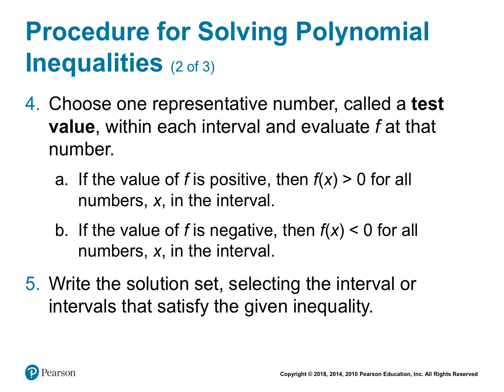Then you choose one representative number, called a test value, within that interval and test it. If the value of f is positive, then f of x is greater than 0 for the numbers in that interval. If the value of f you find is negative, then it's less than 0 for all the numbers in that interval. Then you'll write the solution set, selecting the interval or intervals that satisfy the given inequality.